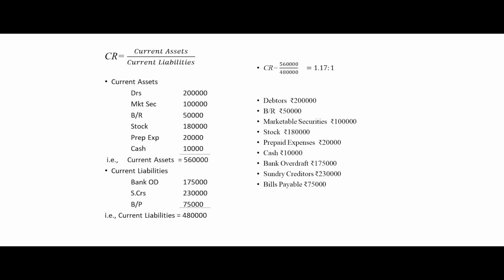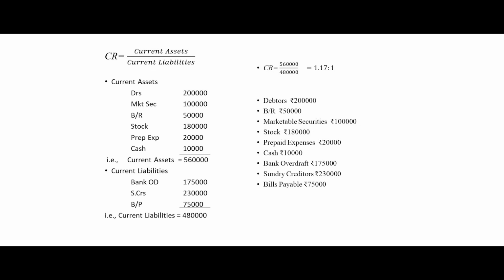Next item, stock, amounted to rupees 1,80,000. And next one is prepaid expenses, which is amounted to rupees 20,000. And the last item, which comes under current assets, is cash, rupees 10,000. Just calculate the total of current assets. Here we can get current assets is equal to 5,60,000.